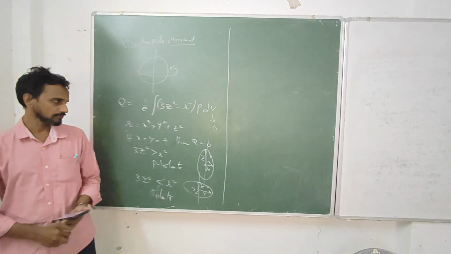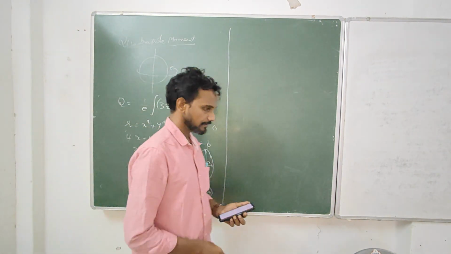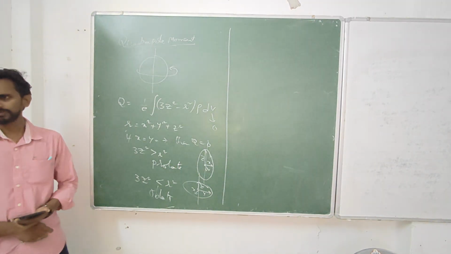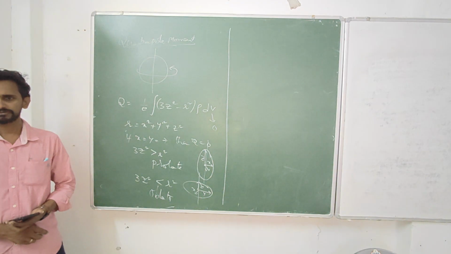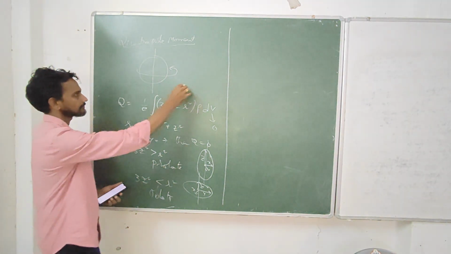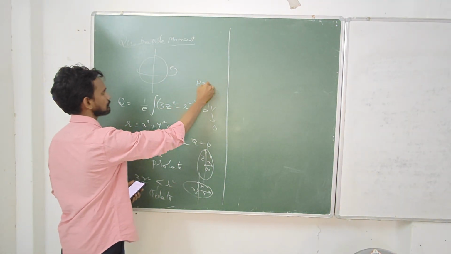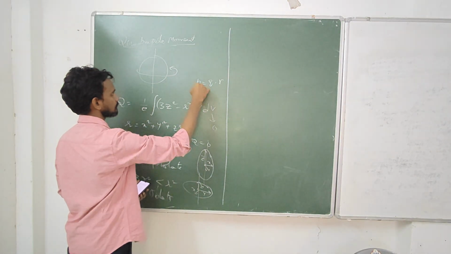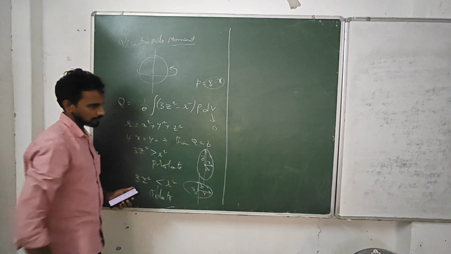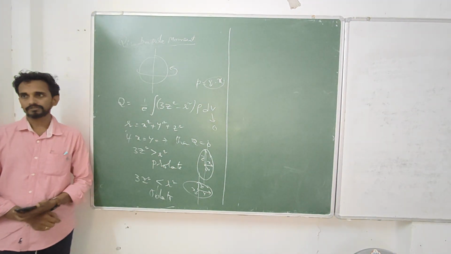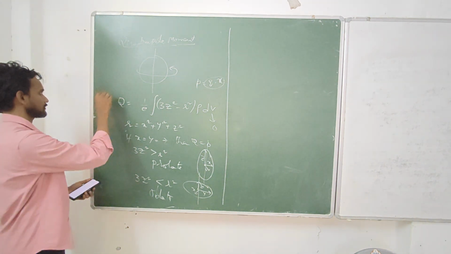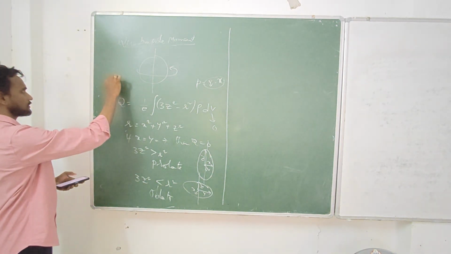So if there is an even distribution of charges, the net dipole moment will be 0. Dipole moment means what? What is dipole moment? Charge multiplied by separation between the charges of opposite nature. So here the charge distribution is quadrupole in nature.